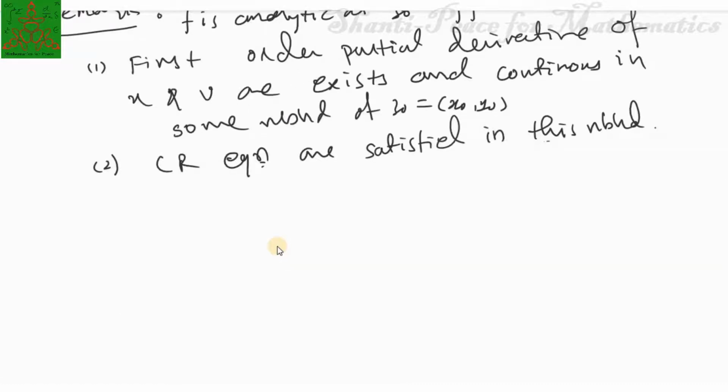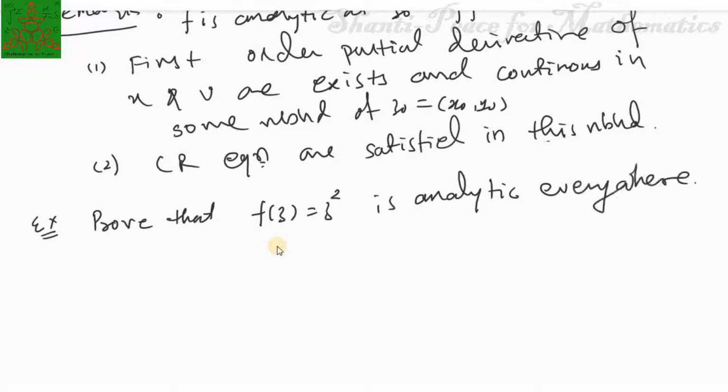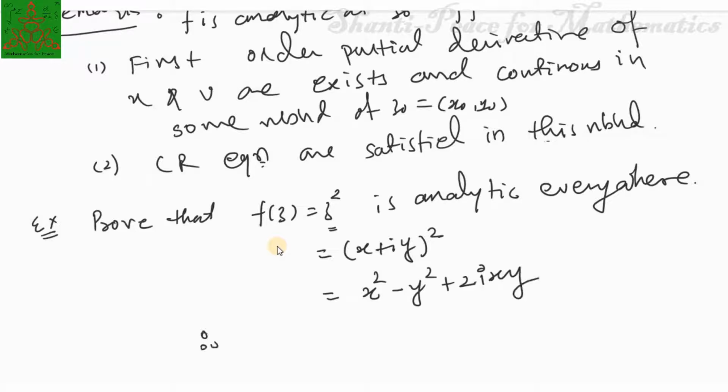For example, consider this example: prove that f of z equal to z squared is analytic everywhere. First of all, you have to calculate the real and imaginary parts of this function. If I write this as x plus iy whole squared, I can write it as x squared minus y squared plus 2ixy. Therefore you have u of x,y, the real part, is x squared minus y squared, and v of x,y is 2xy.